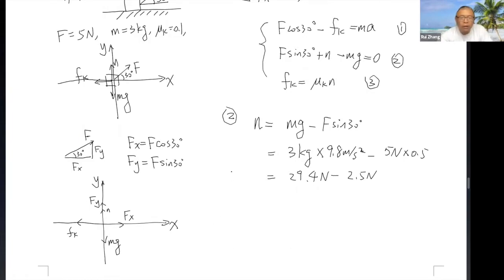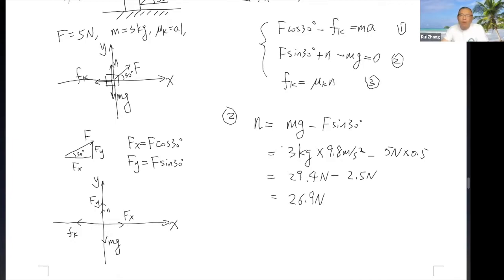Oh, I'm sorry. My bad. Hold on. No, this is fy. This is not what I'm calculating here. It's fy, not fx, right? So fy is 2.5. Good. And then this gives you basically 26.9 Newton, right? Yes, this is the answer. So this is our normal force.